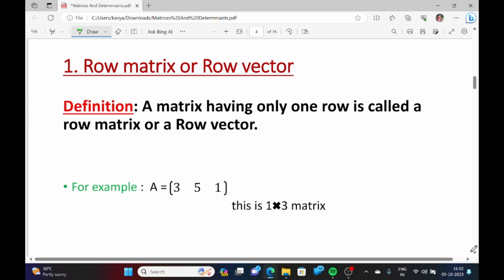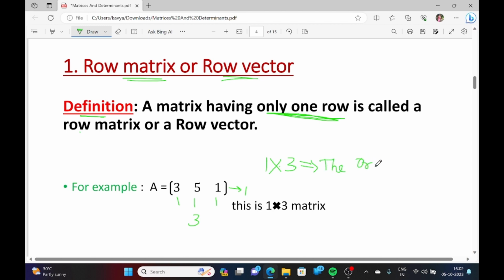First, row matrix or row vector. Okay, let us see the definition. A matrix having only one row is called a row matrix or row vector. Here how many rows do we have? Only one row, right? And how many columns? Three columns. That means one row and three columns. So we have to write it like this: 1 cross 3. That is the order of the matrix.